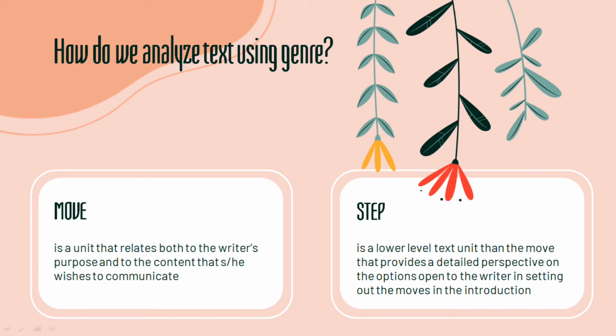So how do we analyze text using the Swales approach? We simply have to look for what we call the move and step. Move is a unit that relates both to the writer's purpose and to the content that he or she wishes to communicate, while step is a lower level unit than the move that provides a detailed perspective on the options open to the writer in setting out the moves in the introduction.